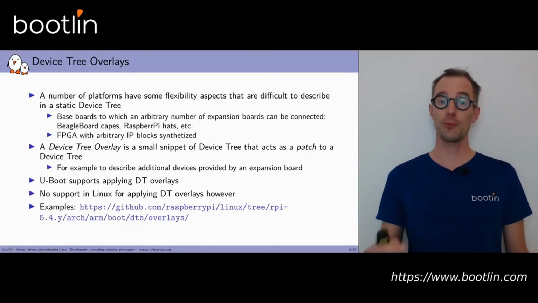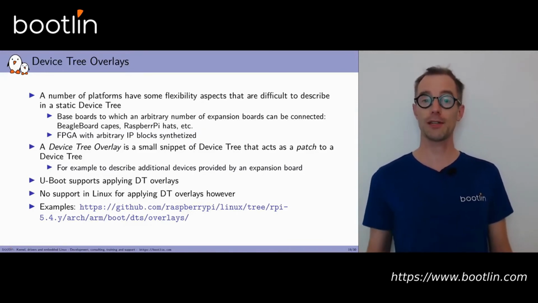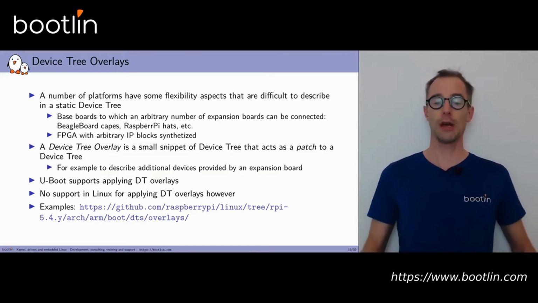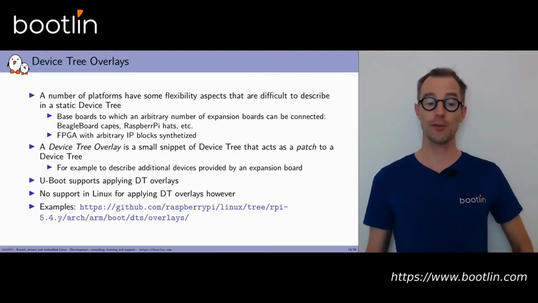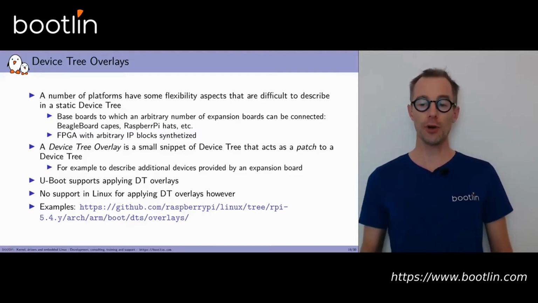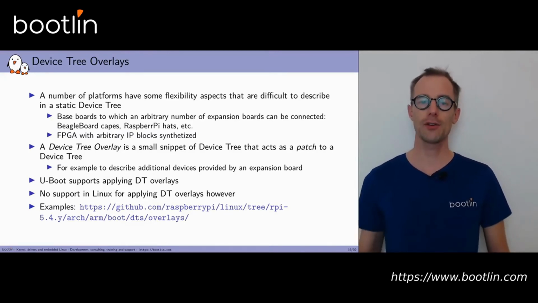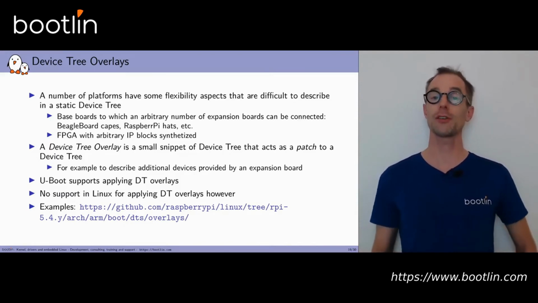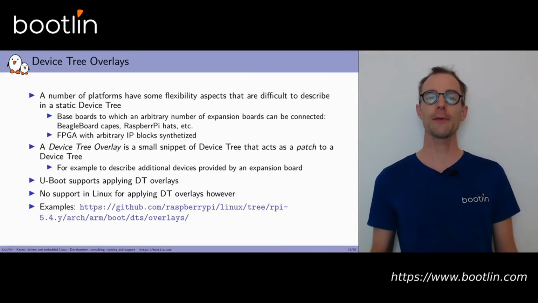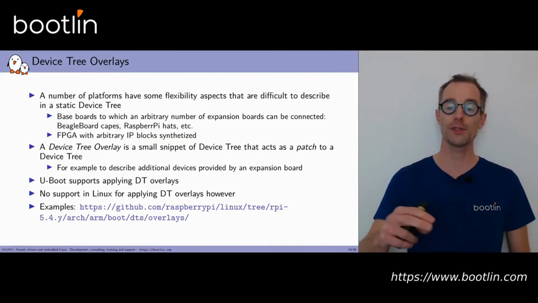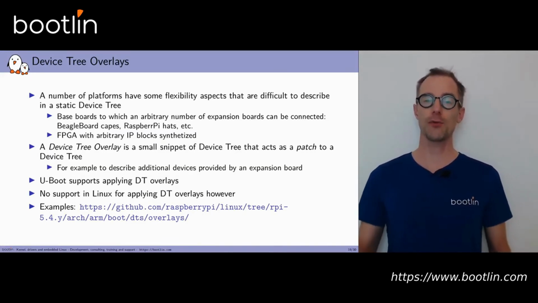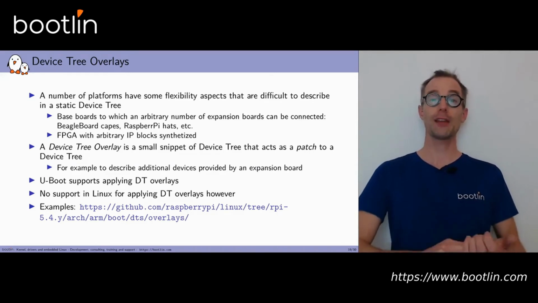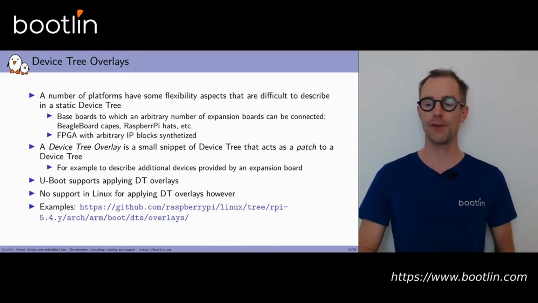But another use case are FPGAs that contain arbitrary IP blocks that can be synthesized. And so this gives some flexibility into the hardware, which has to be reflected in the description of that hardware in the device tree. And to support that, instead of writing another device tree for each of these combinations that exist between a baseboard and any number of expansion boards that you connect to it, the concept of device tree overlay allows to describe what is in your FPGA or what is in one of those expansion boards and have this device tree overlay be applied to a base device tree at boot time, a little bit like a patch to the device tree.